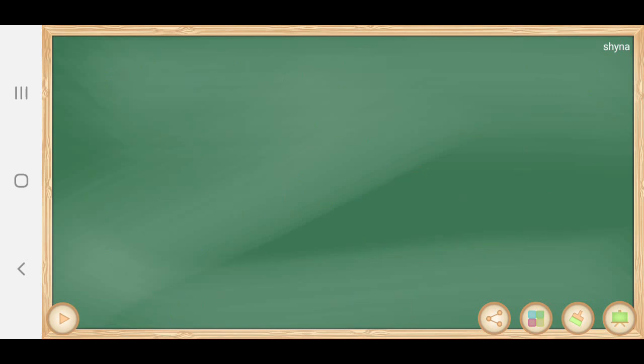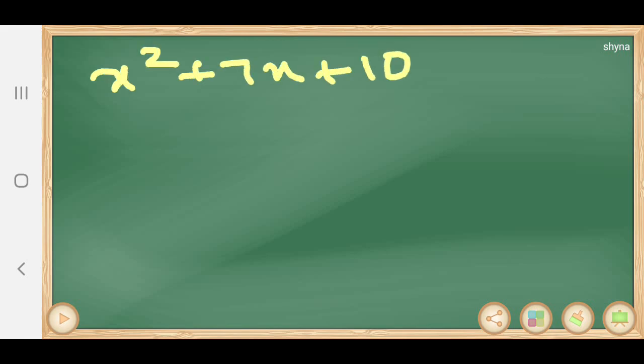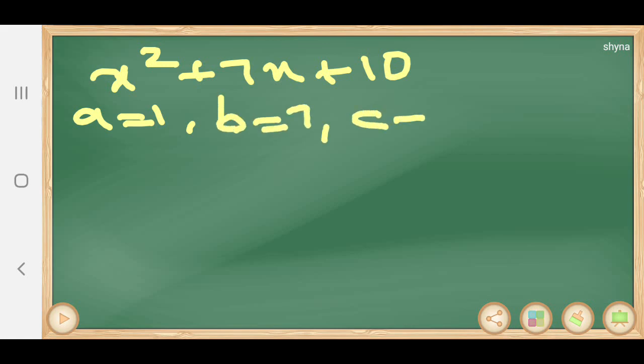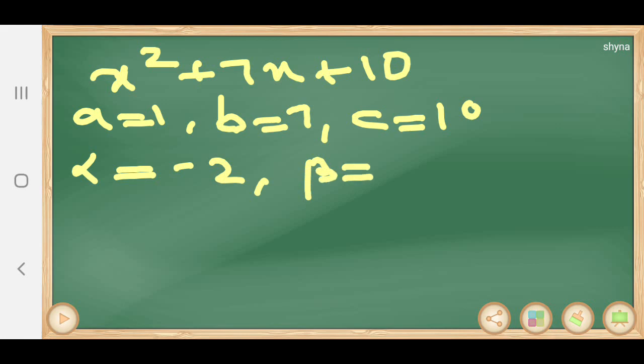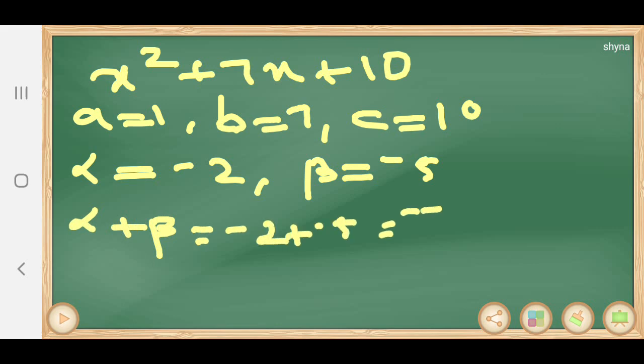Then what we have to check? Whether the sum is minus b by a or not. Our given equation is x square plus 7x plus 10. Here a equals 1, that is coefficient of x square, b equals 7, c equals 10. Then we got one zero alpha as minus 2 and another zero beta as minus 5. Then what is alpha plus beta? Minus 2 plus minus 5 equals minus 7.